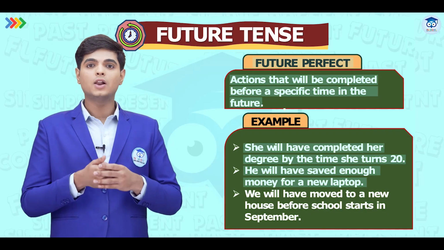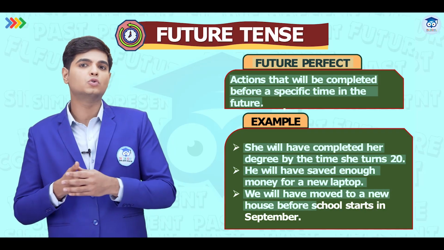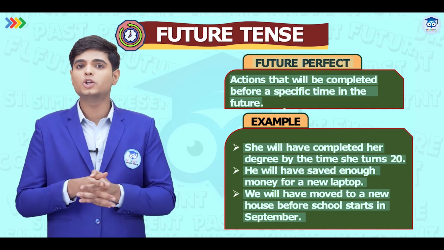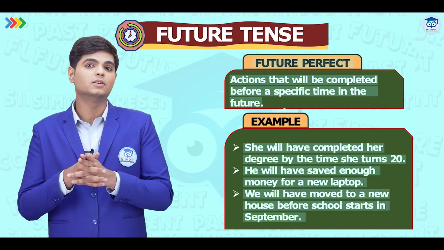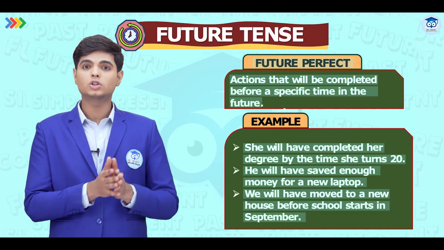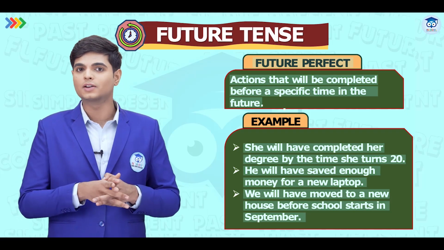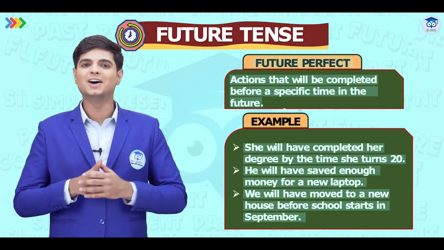Next, we will have moved to a new house before school starts in September. Again, the move is planned to be finished before that specific future event. All of these examples focus on the completion of an action by a certain point, not the ongoing part, just the fact that it will be done.